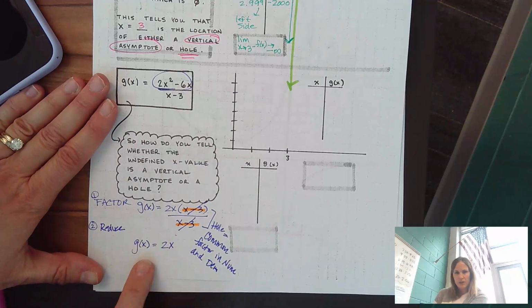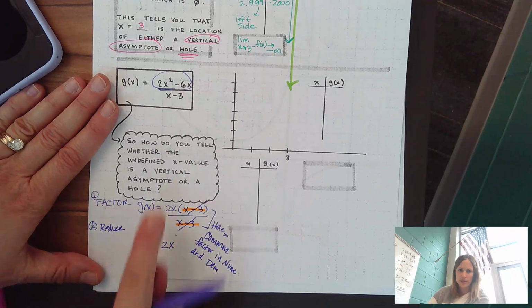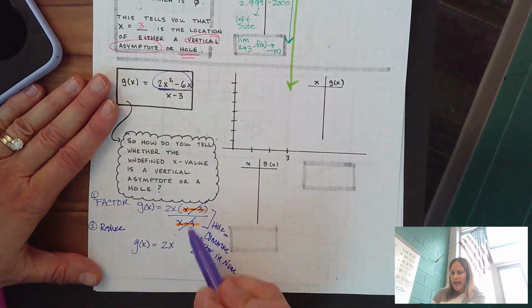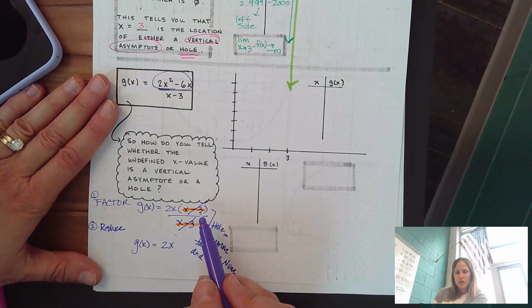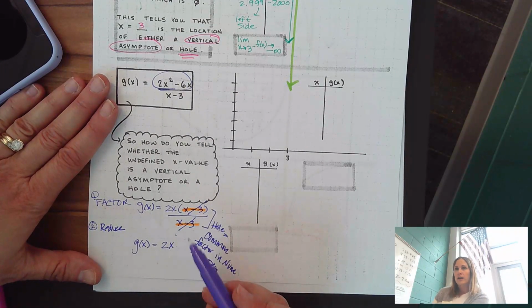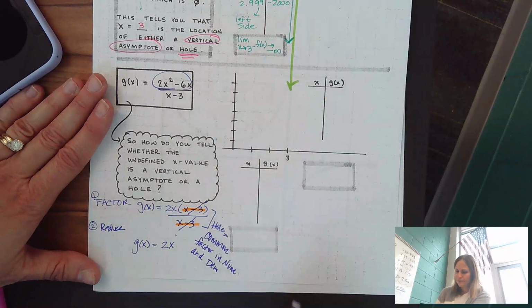Well, what does this graph look like? This is a linear equation. It's going to be a straight line. But there's a gap in our graph. So what makes it different than a normal linear function is there's a hole. In other words, it's not continuous. There's a gap. We're going to have to jump over it.